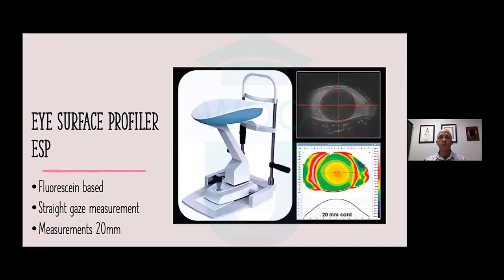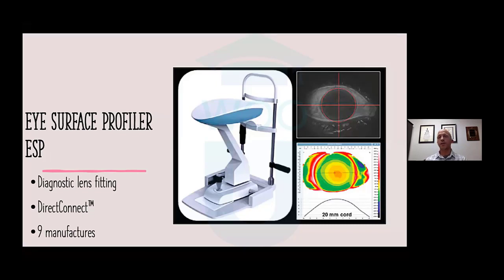The second corneal scleral topographer that is commercially available is the Eye Surface Profiler, known as the ESP, by Eaglet. It is also, like the SMAP, fluorescein based, so it requires fluorescein for measurement. It only utilizes a straight gaze measurement. There's a number of measurements done and the best measurements used, but it's only straight gaze. And it can measure out to 20 millimeters in diameter.